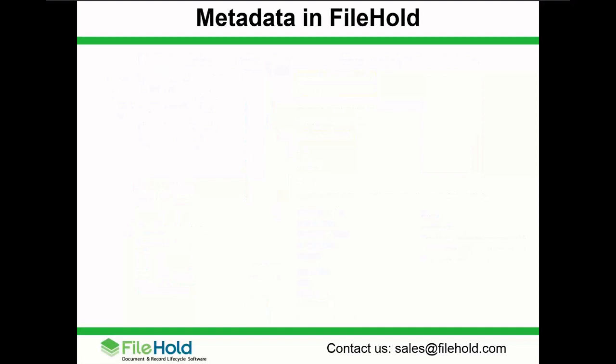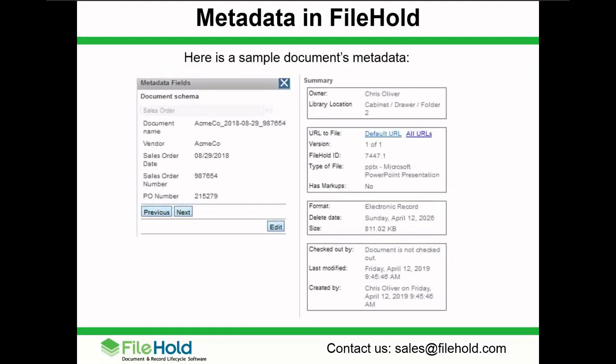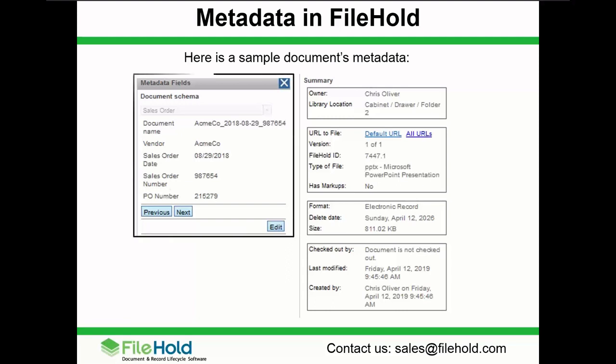Now, metadata in FileHold is stored in two different ways. And if you've used FileHold, you'll probably be familiar with this. Over on the left, we've got our metadata fields. These are the ones that are your description for them. So when you create a schema for a document and you apply metadata for them, these are your types of fields of information you're putting onto here.